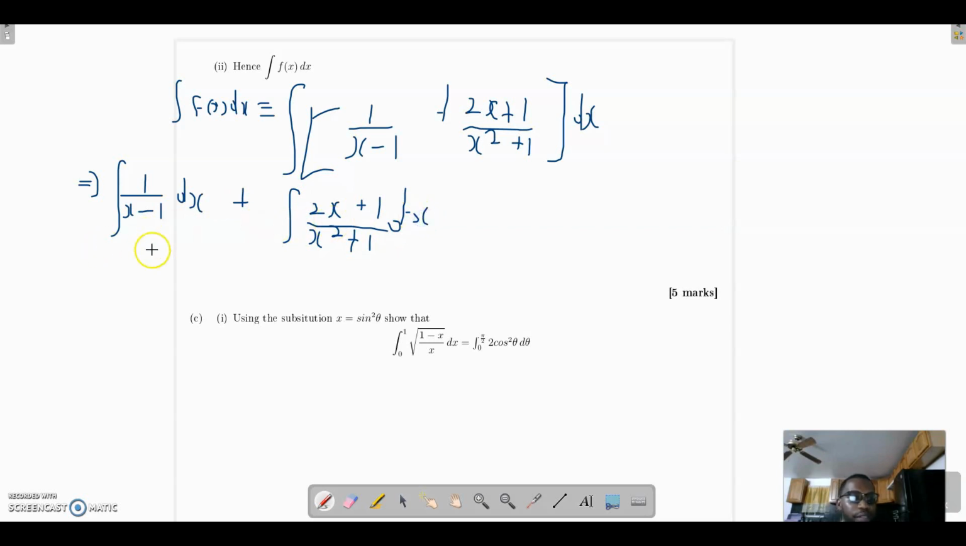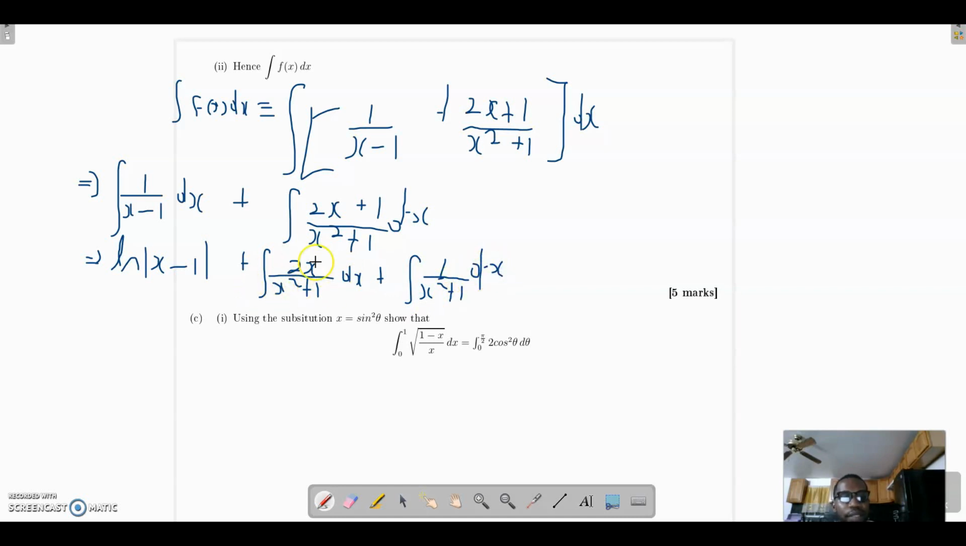Alright, now for the first part, clearly we can see that the numerator is the differential of the denominator, and in that case, it simply becomes ln of x minus 1. In this case, if you differentiate the denominator, you're going to get 2x. So the 1 is going to be a problem. So what I can do is to split that. So the integral of 2x over x squared plus 1 dx plus the integral of 1 over x squared plus 1 dx.